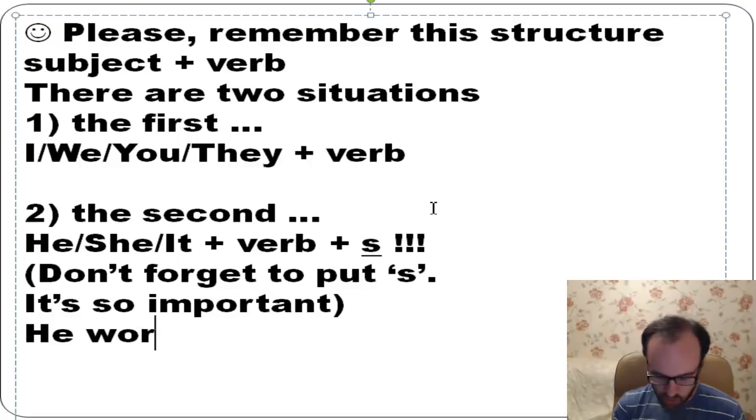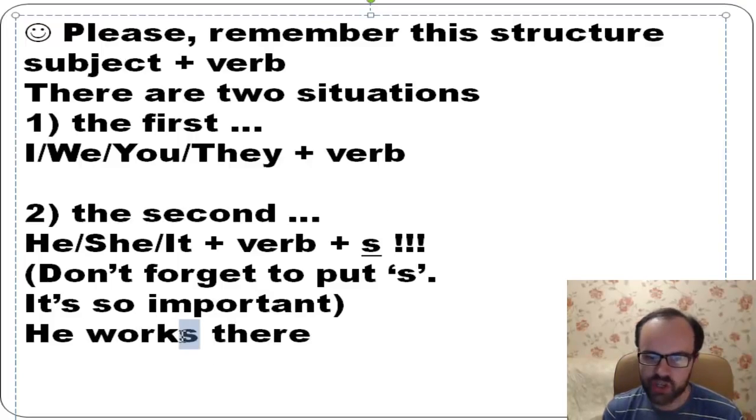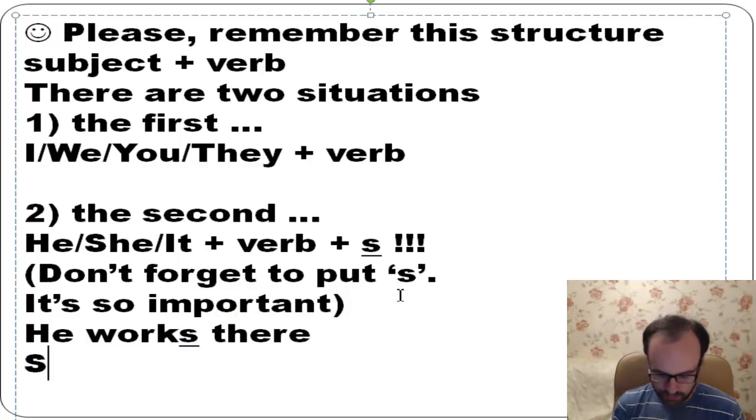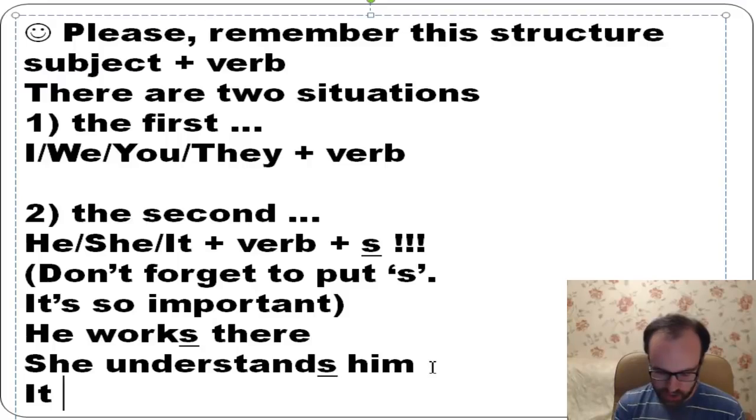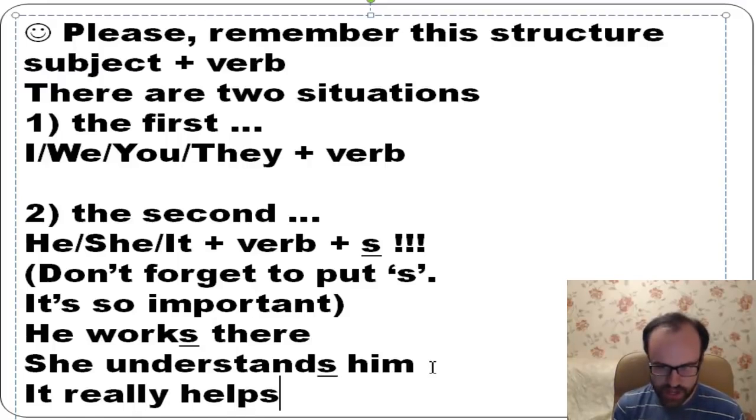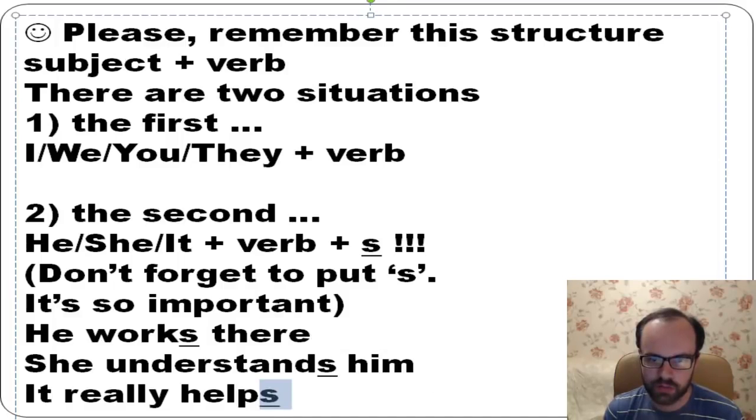He works there. So we say he works. She understands him. It really helps.